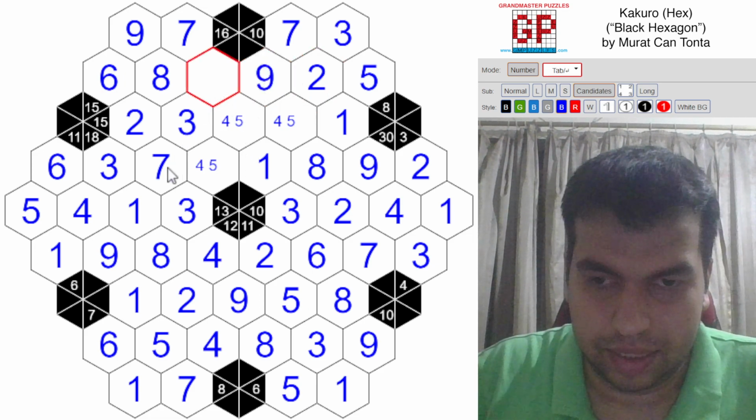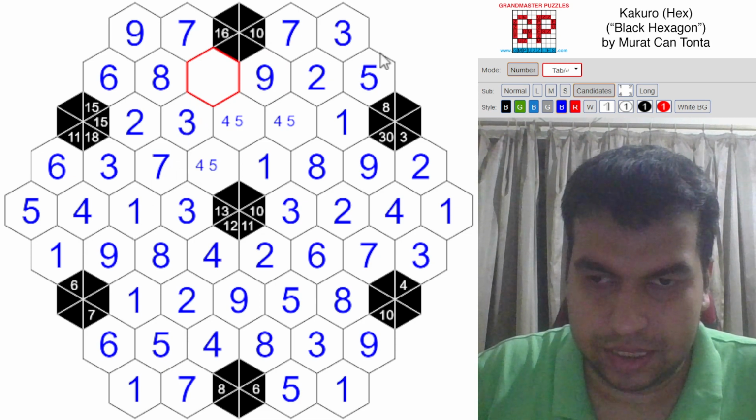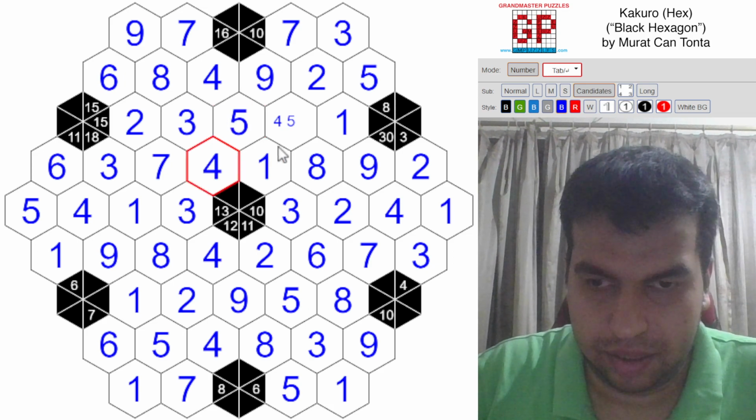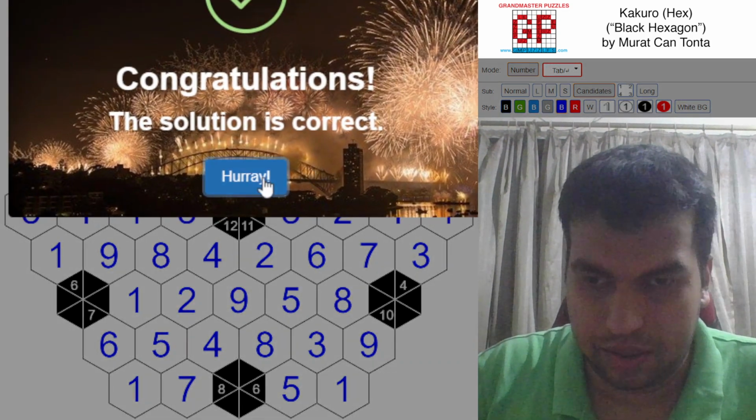So let's look at this one. I see all the odd digits pointing at it, and there's 2, 6, and 8 as well. So there's a 4, and that resolves this and finishes the puzzle.